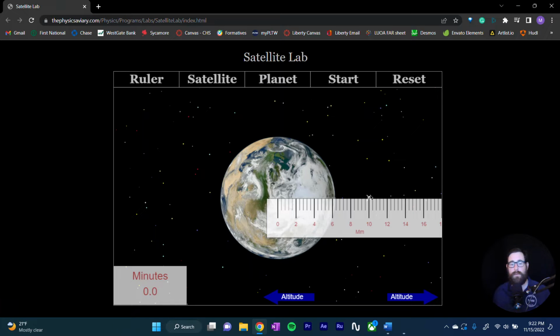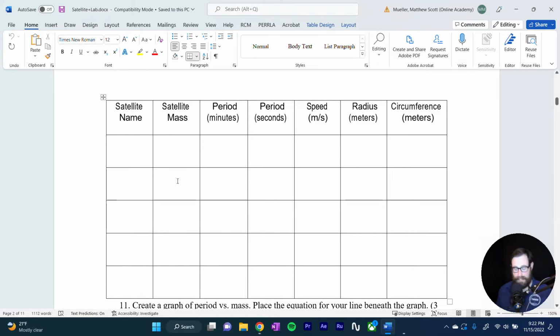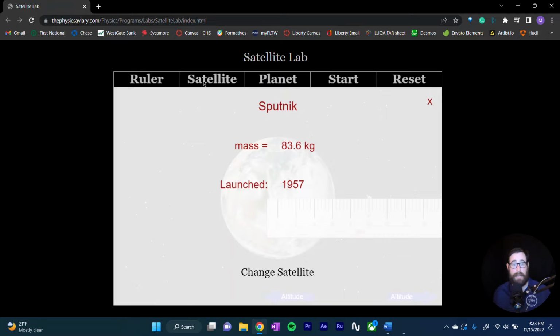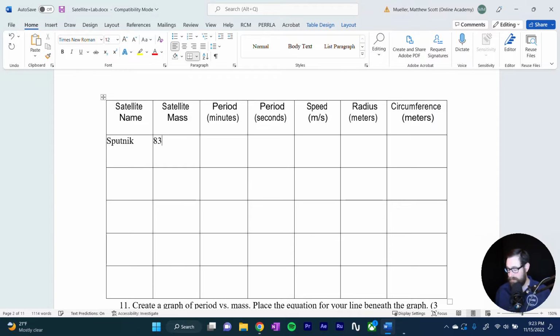So if I go over to my lab, I can get a couple pieces of information plugged into my table. Like satellite name, I would type Sputnik. I can record the mass by going back to my simulation and clicking on my satellite. That's 83 kilograms. So I can go over here and type 83 kilograms. The period, we're going to measure that here in a minute. The radius, we can calculate that. That's 10 million meters. So we can go ahead and write that there.